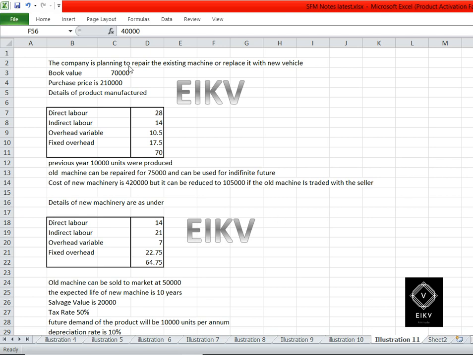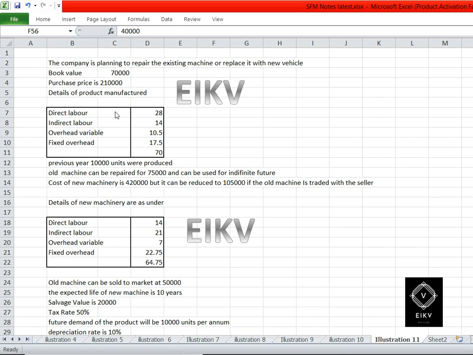So in this illustration, the company is planning to repair the machinery or to replace it. So the company has two options: either to repair the old machinery, or to purchase new machinery and replace the old machinery. For that, some details are given. The book value of the old machinery is 70,000. The purchase price of the new machinery is 2,10,000.